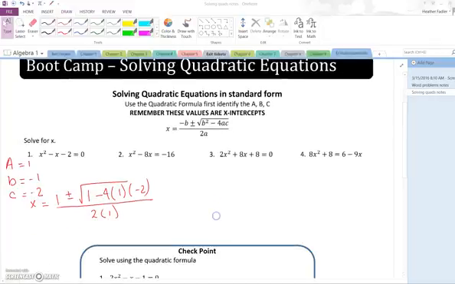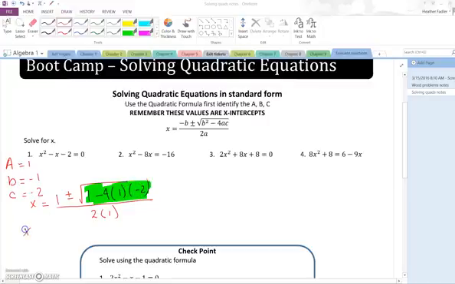Second step is to simplify your radical. So underneath the radical, we're going to simplify this. So we're just going to simply plug it in your calculator. So you have 1 minus 4 times 1 times -2. Making sure that you put parentheses around your 1 and your -2.